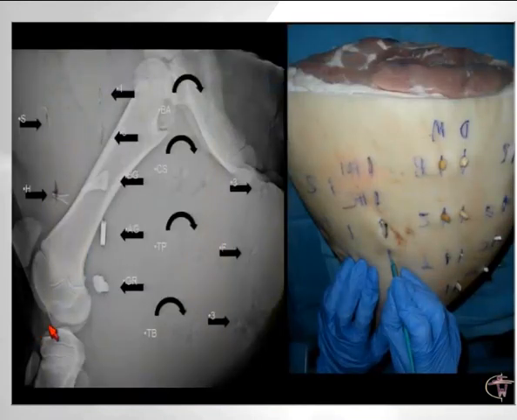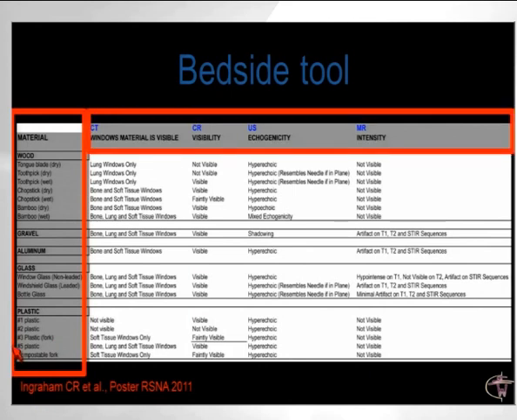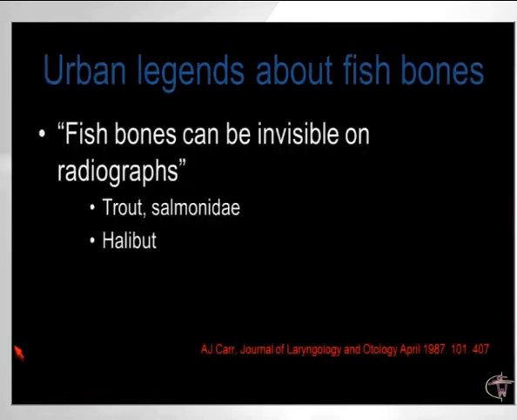We ended up with this pathologic radiological correlation, and we used fish bones, different kinds of plastic, several different kinds of glass, and many different kinds of wood to see what we find. We then tabulated our findings, and we came up with this very helpful bedside tool, which on the one hand side shows you what foreign bodies we used, and it tells you how visible they are on the different modalities. In the next 25 minutes or so, I'm going to dissect this table with you, illustrating it with clinical cases.